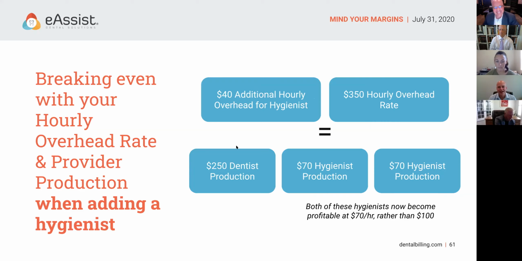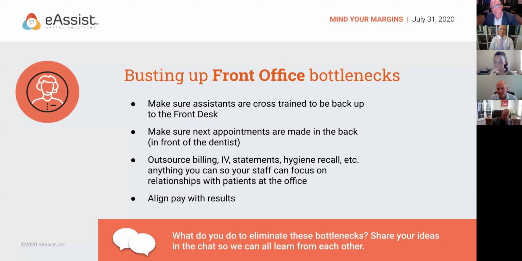Okay, so the next thing that we might say is, okay, now it's time to add another hygienist. If I add another hygienist, my hourly overhead rate might go up to $390 an hour. And if that's true, then as the dentist, I still need to cover $250, but now hygiene needs to cover $140 an hour. With 2 hygienists, they only have to cover $70 each an hour to become profitable. So as soon as they both exceed $70 in production, that's all profit. That helps us see how we're lowering our overhead and increasing our profits.